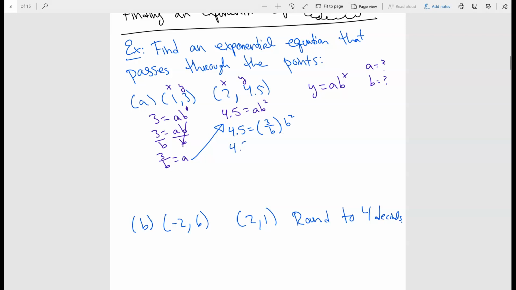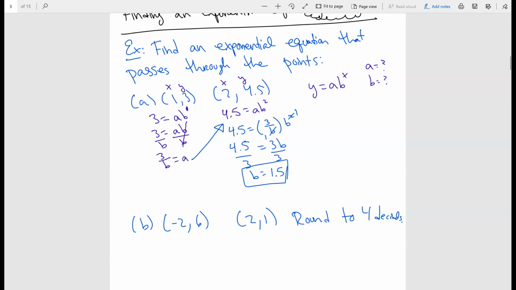So I'm going to have 4.5. Notice here, one b is going to cancel out, so I'm left with only one b there, so it's 3b. And when I divide by this 3, you're going to see that b is going to be equal to 4.5 divided by 3, which gives me 1.5. So that means our b is going to be 1.5. Now we just need to figure out what a is.